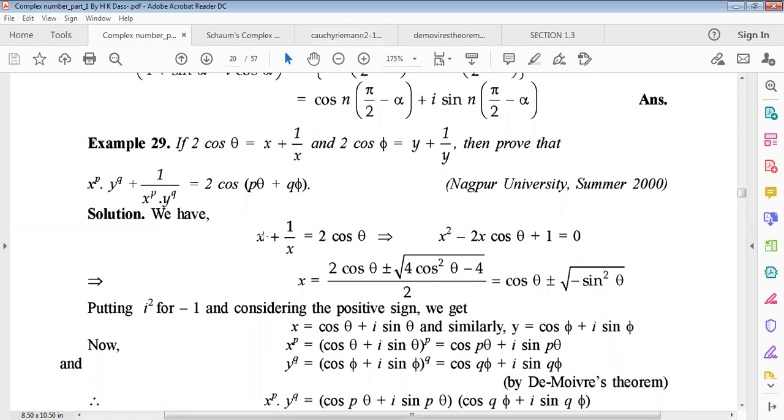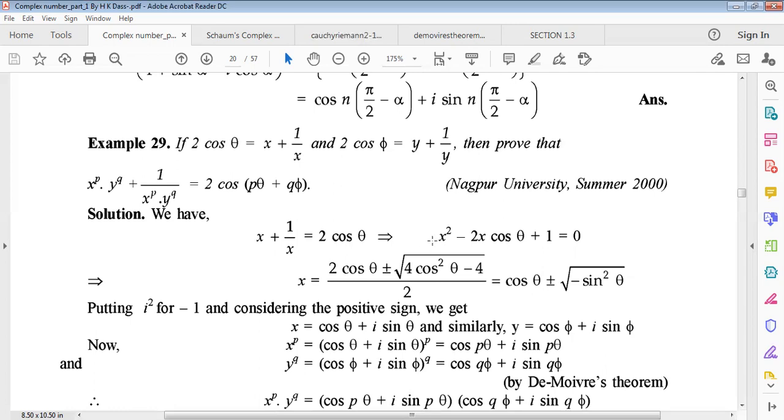Just taking LCM, least common multiple, we can write x square plus 1 divided by x equals twice cos theta. Then by cross multiplication we get x square minus twice x cos theta plus 1 equals 0. This is a quadratic in x. This looks like x square plus bx plus c equals 0.